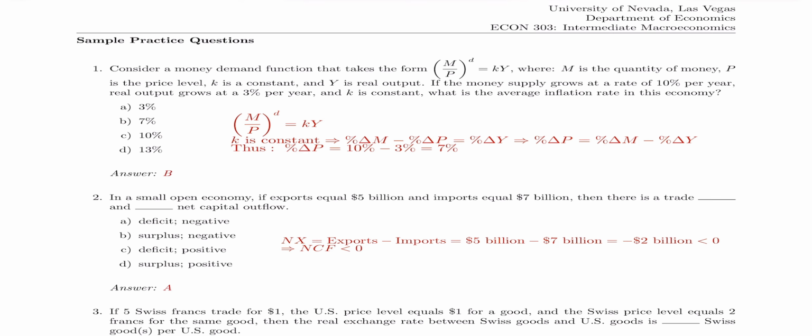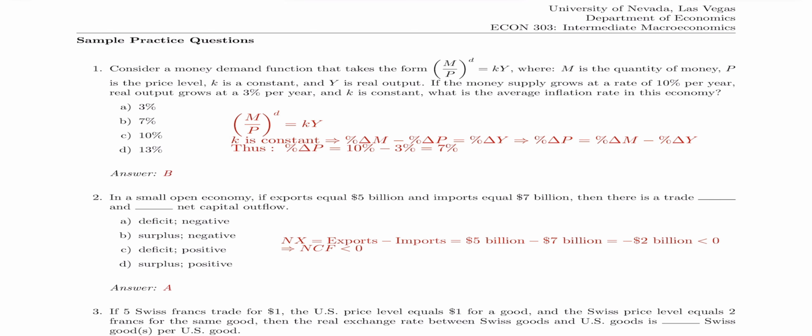Let's go through the sample practice questions together. Question number 1. We're given the money demand function, M over P equals K times Y. To find the inflation rate, we take the growth rate of both sides. Since K is constant, we get percentage change in M minus percentage change in P equals percentage change in Y. Solving for inflation, that is percentage change in P equals percentage change in M minus percentage change in Y.